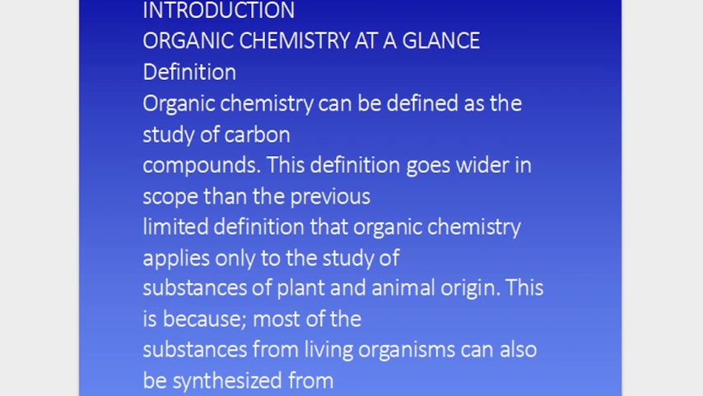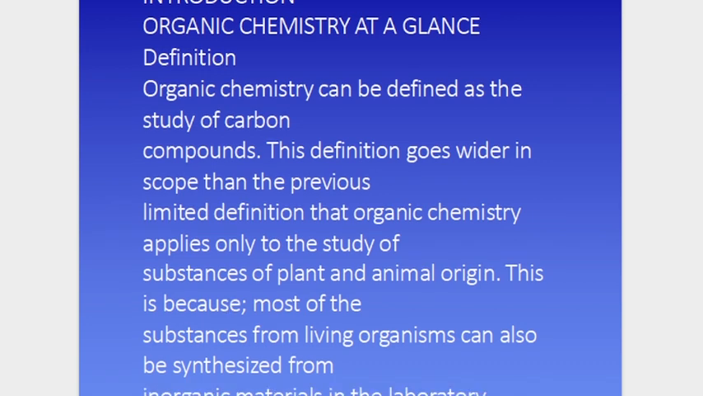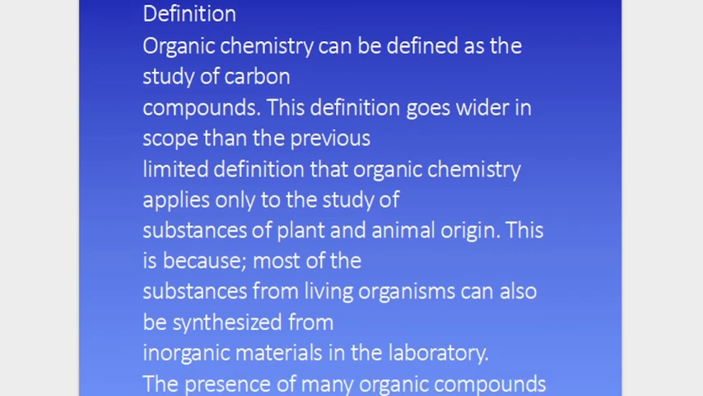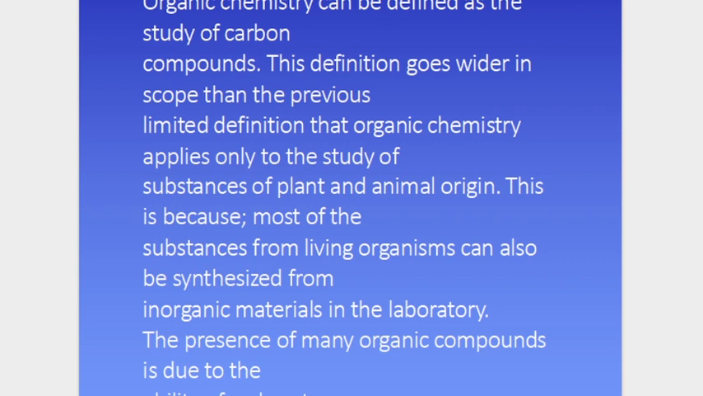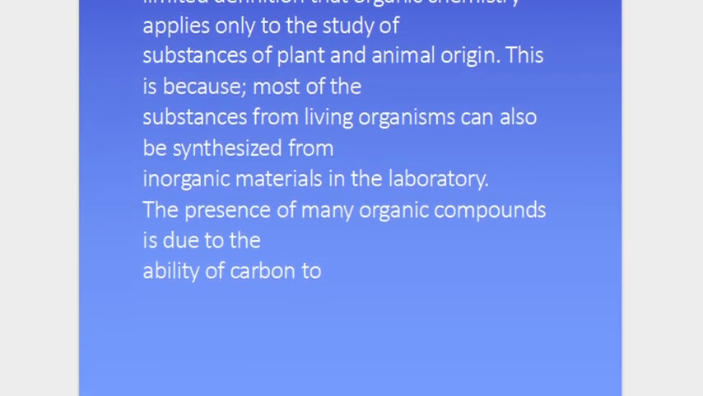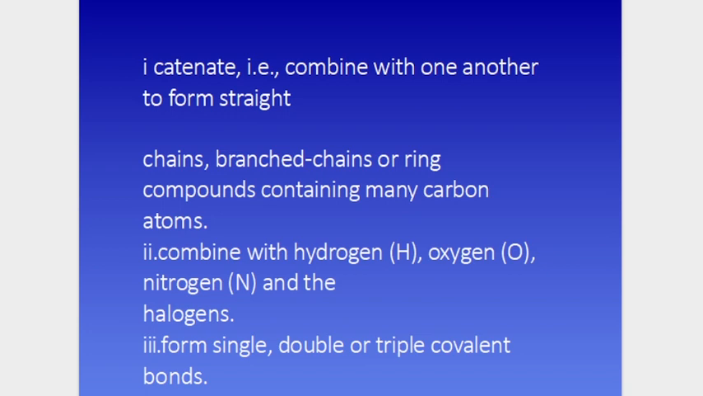This definition goes wider in scope than the previous limited definition that organic chemistry applies only to the study of plants or substances of plant and animal origin. No, when you are talking about organic compounds, it's not just things that are produced from plants and animals. This is because most of the substances from living organisms can also be synthesized from inorganic materials in the lab. The presence of many organic compounds is due to the ability of carbon to do the following things. First off, we have the ability of carbon to catenate.